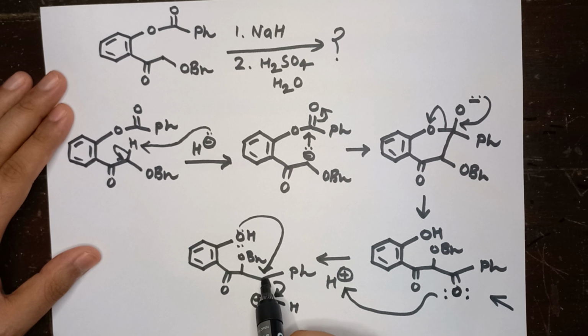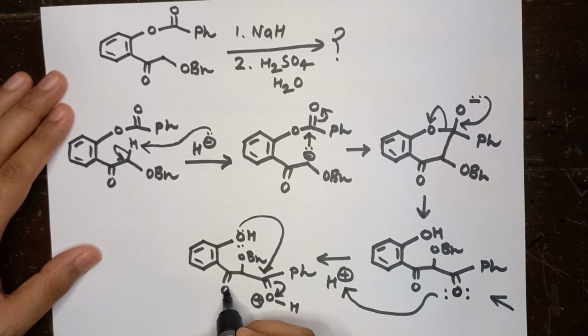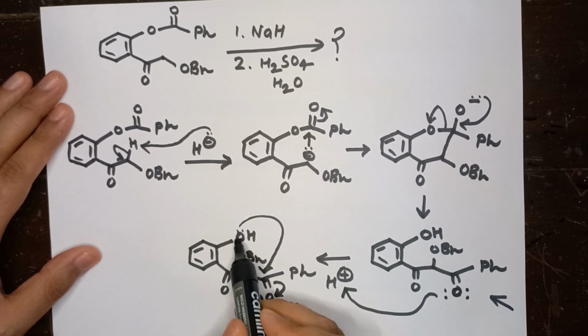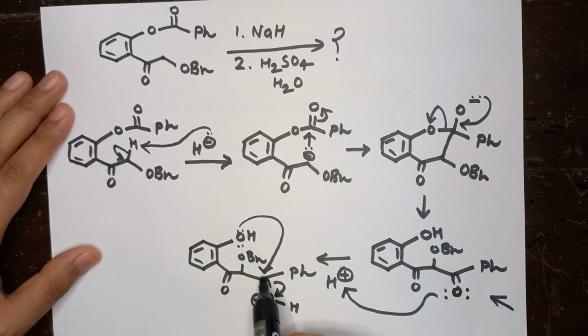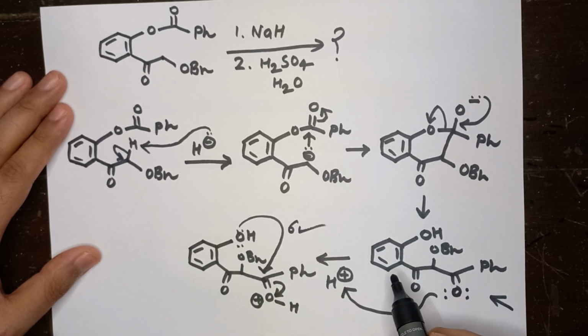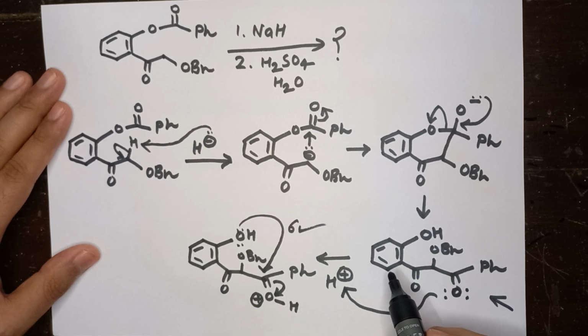If this attacks here, it will form 1, 2, 3, 4, 5, a 6-membered ring. But if this oxygen gets protonated and this carbon gets attacked, this will form 1, 2, 3, 4. So this will form a 4-membered ring, whereas this one is forming a 6-membered ring. So that's why the 6-membered ring is more stable and it is preferred.